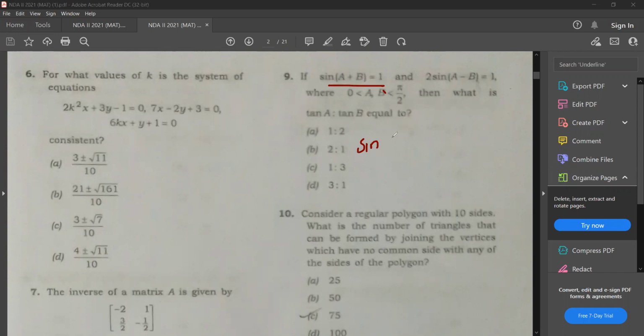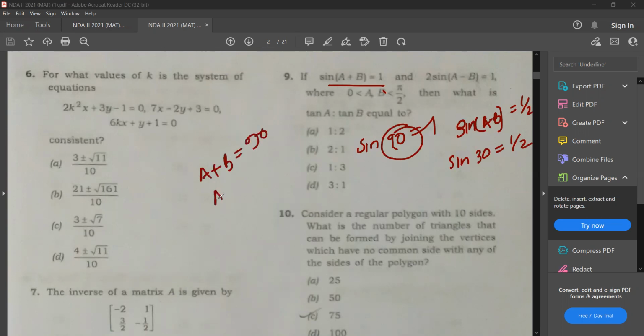So we know that sine 90 is equal to 1. Then 2 sine(A minus B) is equal to 1. That means sine(A minus B) is equal to 1 by 2. Sine 30 is equal to 1 by 2. So A plus B is equal to 90, and A minus B is equal to 30.